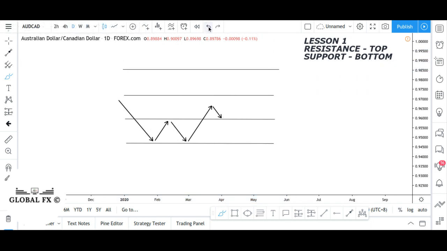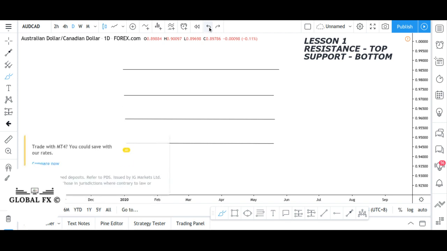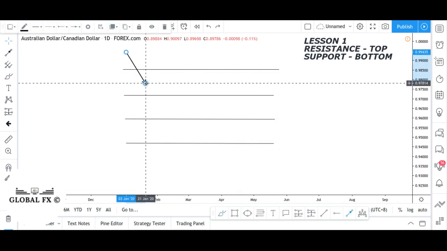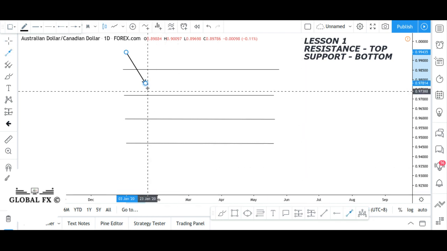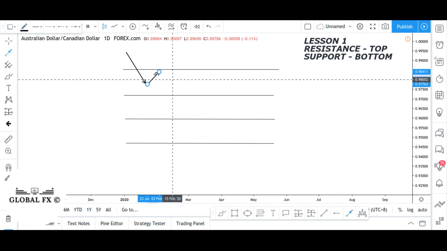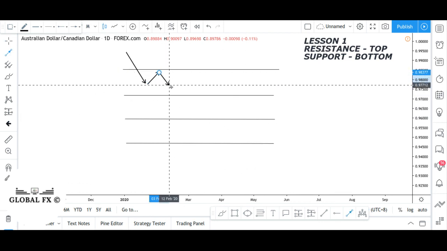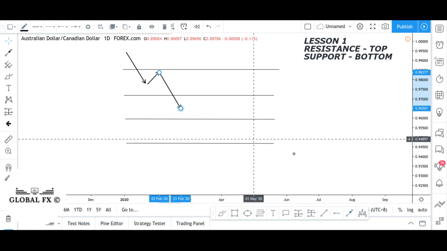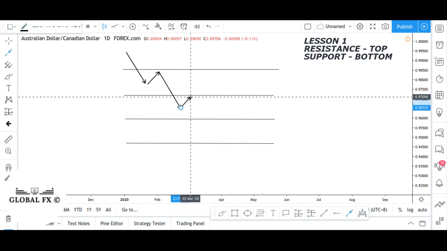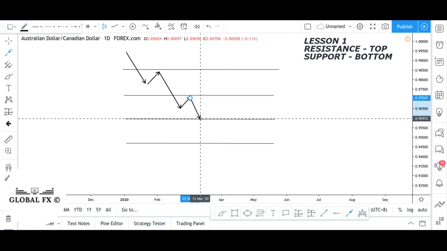Now, if we have a downtrend, it will be the same thing if you have a look at it from this kind of perspective. We are breaking through the support area. That support area has then become resistance. Once it's retested the resistance again, it will then move down to the next support. And if the next support is broken, then the market will retest and then move down to the next support area.